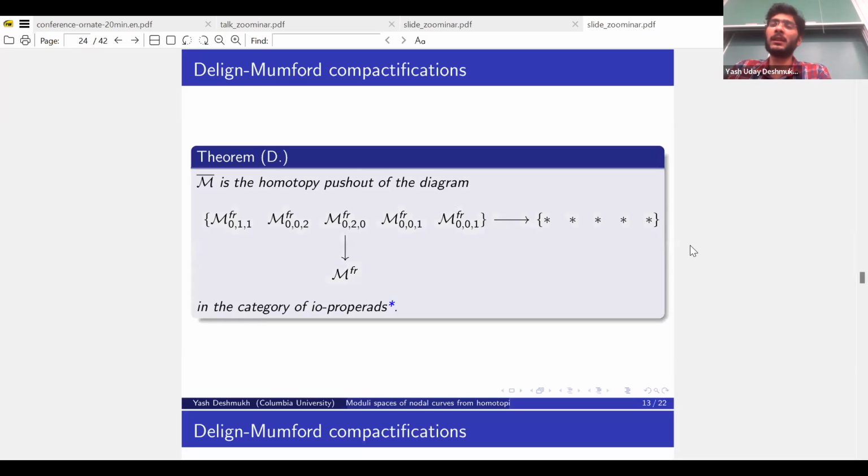Namely, we consider the moduli spaces of annuli, which are homotopy equivalent to circles, and we crush them to points. That's what this pushout means. And the claim is that if you take the homotopy pushout along this map, you actually get the Deligne-Mumford moduli space.